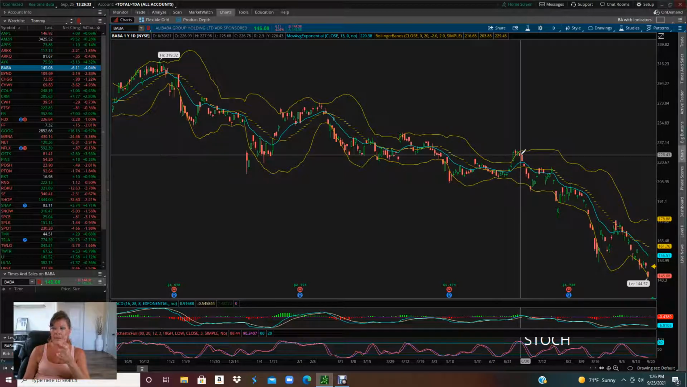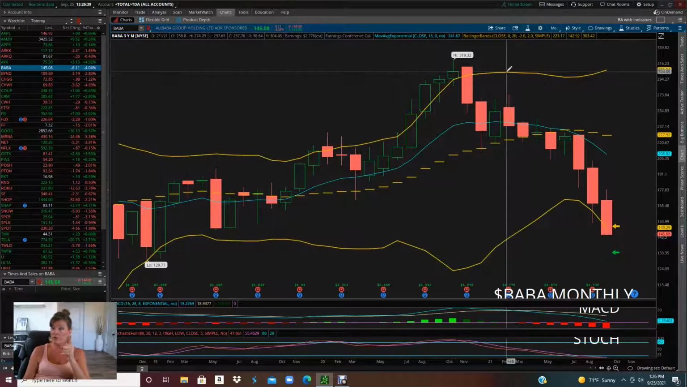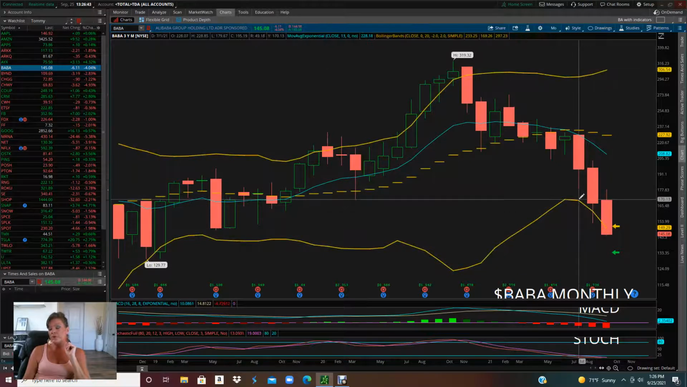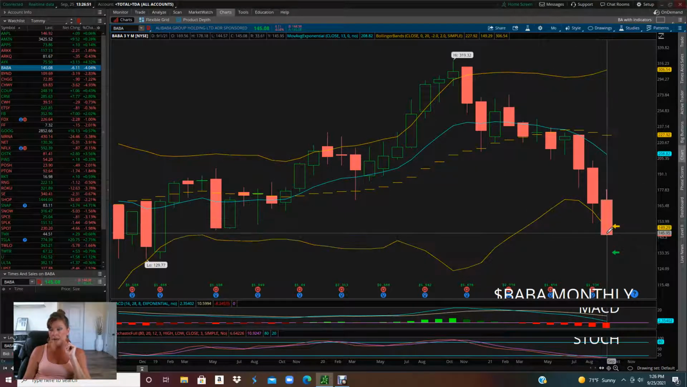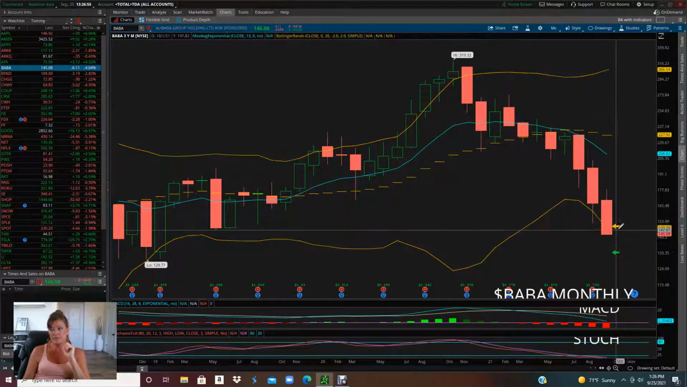But the big thing on BABA is the monthly is so bearish. I told you the monthly Bollinger Bands are the strongest. And look at the monthly Bollinger Band. It was straight here and it rolled over, and the price is just following it down. It's not going to stop until this lower monthly Bollinger Band starts to flatten again, to curl inward, to put some support in.